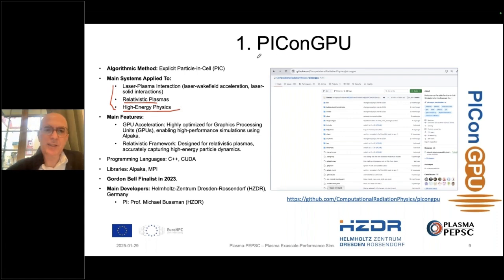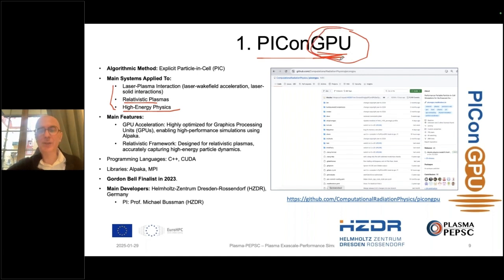As the name says, the main feature is extremely high performance on the GPU. It is highly optimized for graphics processing units, and it is a unique case where the code was first designed with the GPU in mind and then ported to the CPU. So this is an extremely interesting code. Today it is not only GPU.